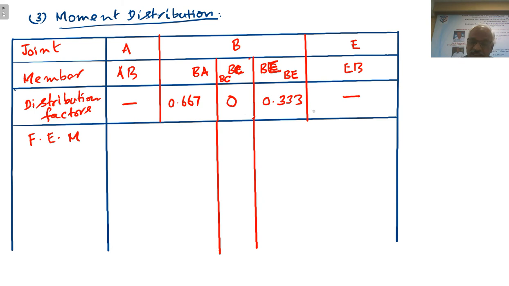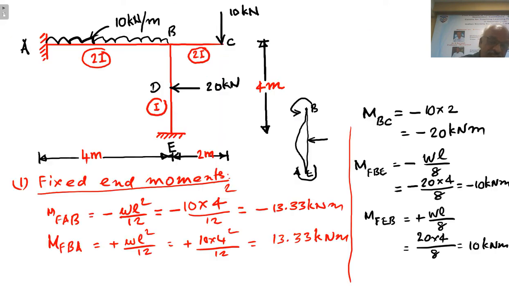Right. Now these are the values. Now coming to fixed end moments, the values are, see here, minus 13.33 plus 13.33.